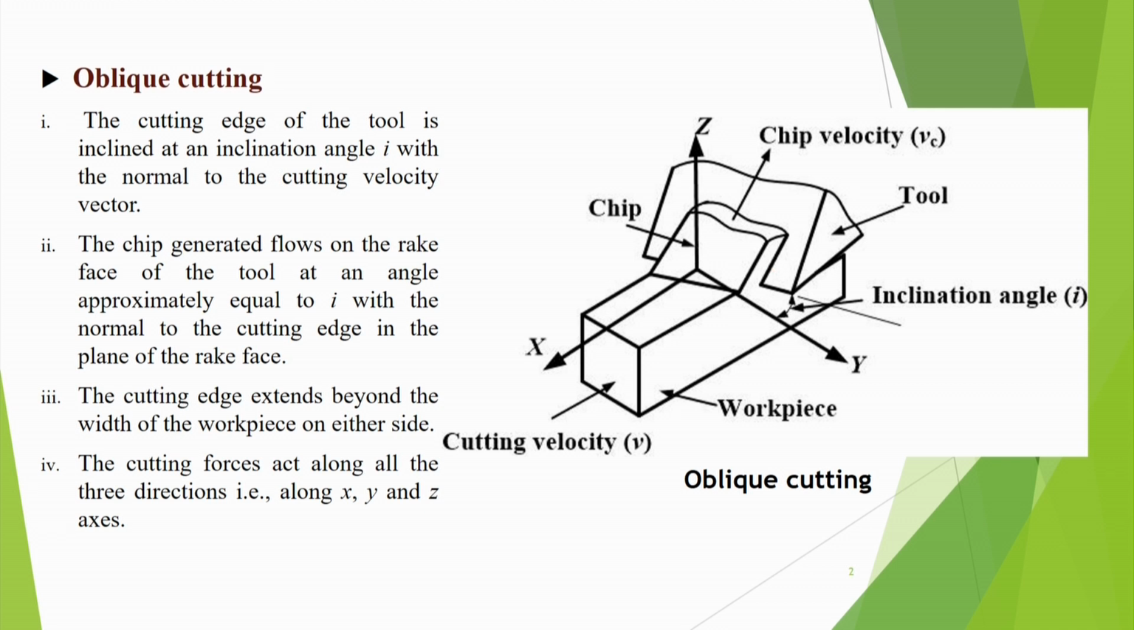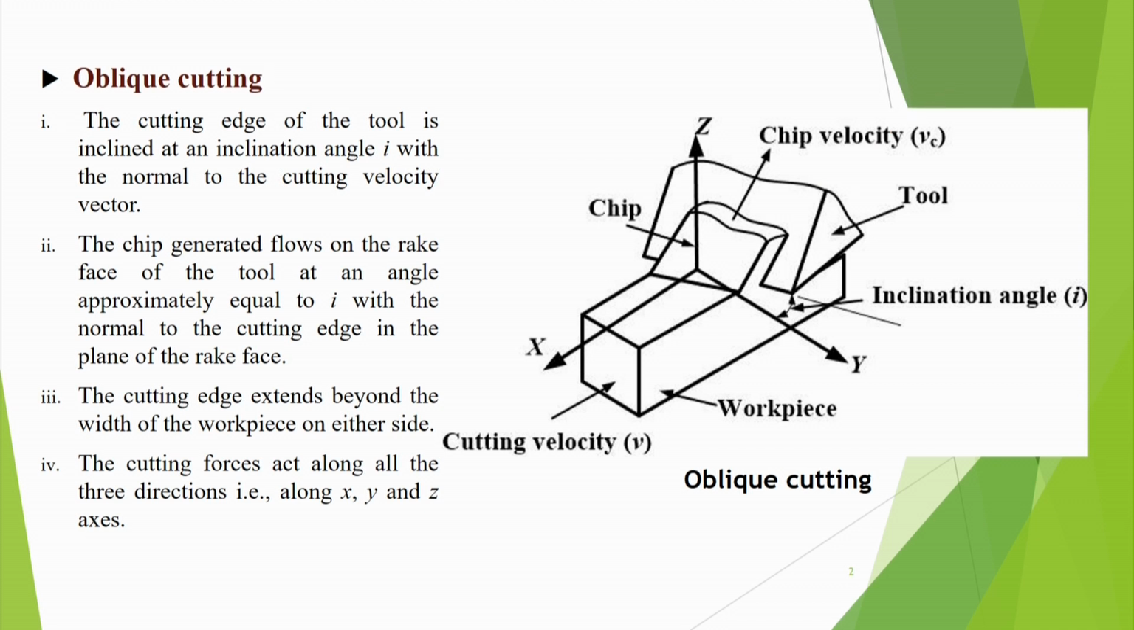But in this figure, the cutting edge is inclined at an angle from the perpendicular direction. This is the x direction. If the cutting edge had been along the y direction, we would have said it is orthogonal machining, but in this case it is inclined at an angle I. This is called the inclination angle, and as a result, when the cutting process is taking place, the chip is also flowing at a certain angle. It is not just at 90 degrees to the cutting edge.